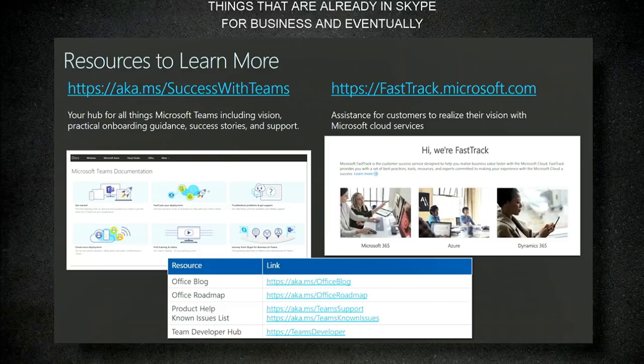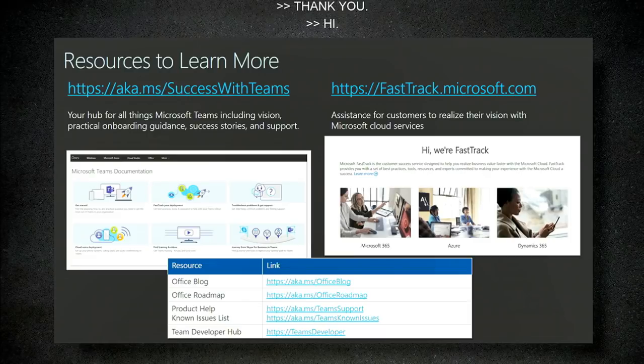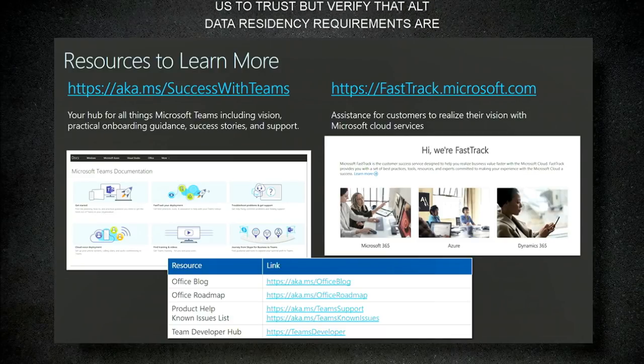Thank you. Hi, so I work for a pretty big Fortune 500 that has offices in 27 countries that all have different data residency requirements. Our e-discovery and audit legal office has asked us to trust but verify that all of the data residency requirements are being met. So when I have a team that consists of members in 5 or 6 different countries, each with different data residency requirements, how can I verify that those requirements are being met?